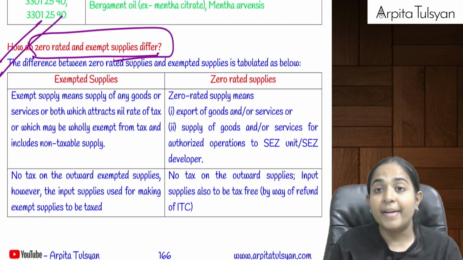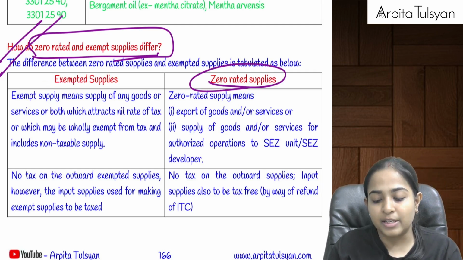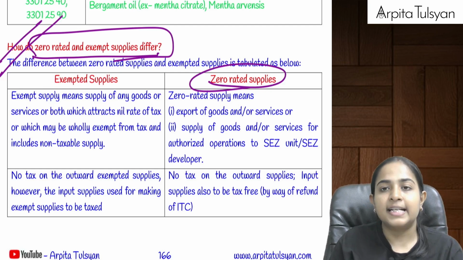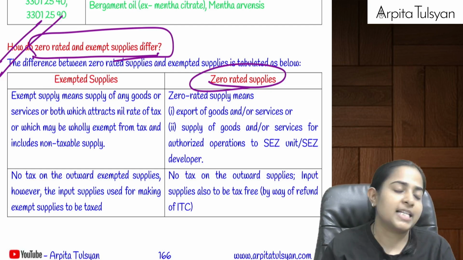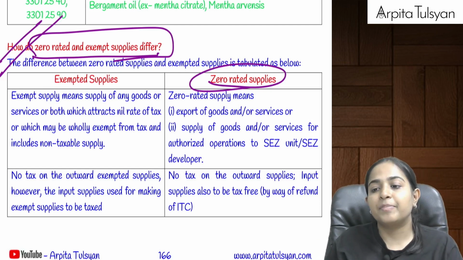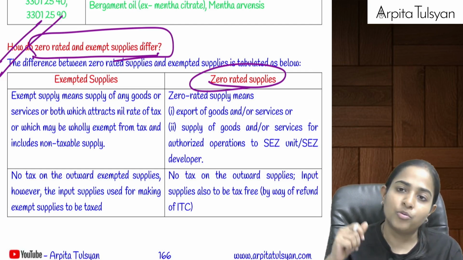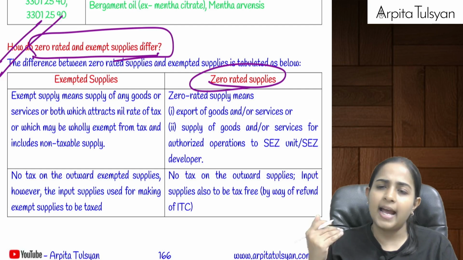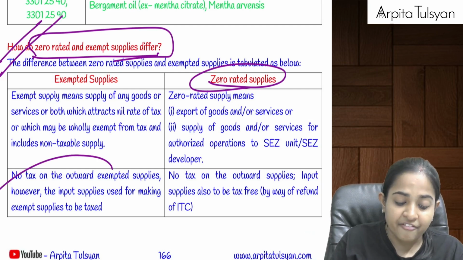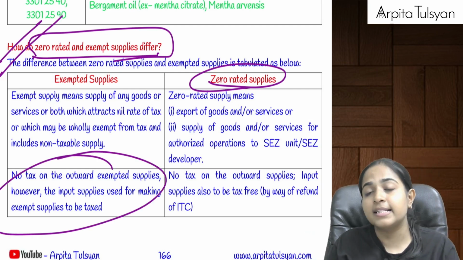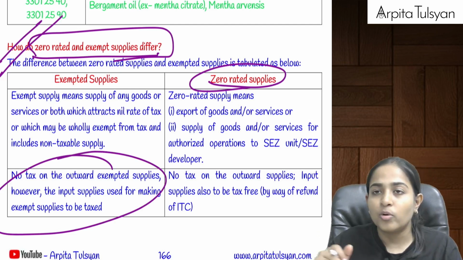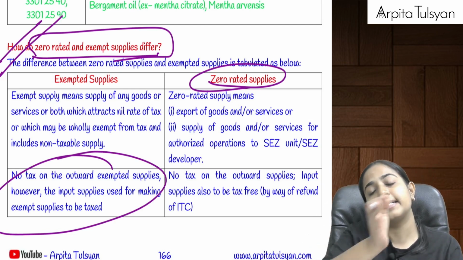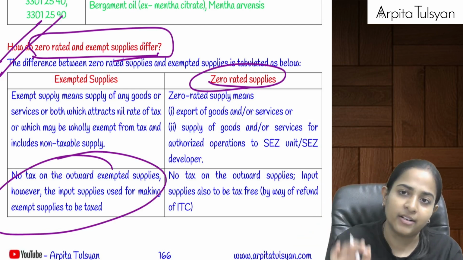Now, the basic difference. In case of zero rated supply, it is actually a tax-free kind of supply, where the government has given you the benefit that you pay the tax and get the refund, or you sign the bond LUT and then there is no need to pay the taxes. And one more thing under zero rated is, there are no taxes on the outward supply, and whatever taxes you have paid on input tax, we will give you the refund of the same.